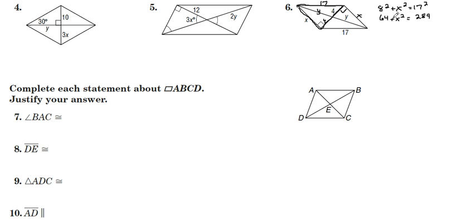So a little practice with Pythagorean theorem. Subtract 64 from both sides, this is 225. And the square root of 225 is 15. So now we have x. X is 15. This side and this side.